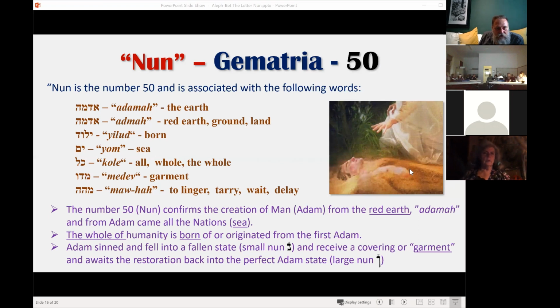The next one is Yelut, that means to be born, confirming our discussion around being reborn, the second birth or the large Nun. We get the word Yom, which is sea.